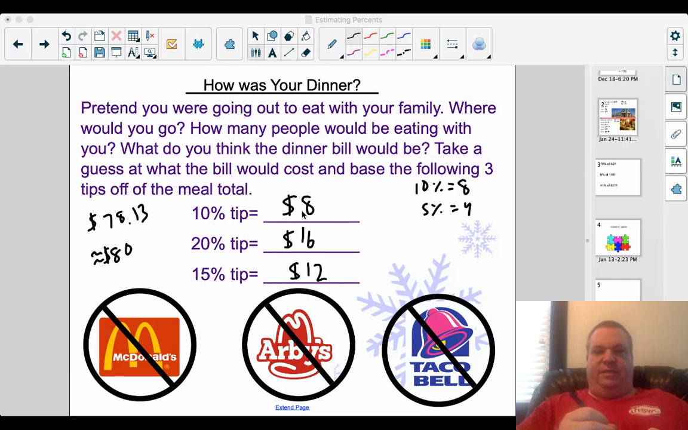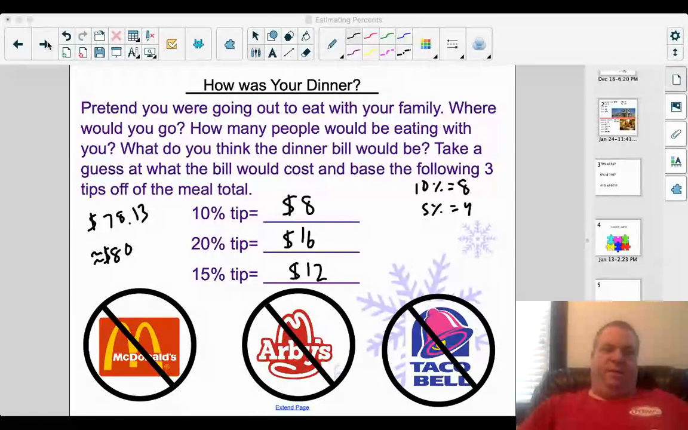So 10% tip would just be 8 bucks. A 20% tip is 8 plus another 8. It says 10% plus another 10%. That's 16. 15% tip is 10% plus 5%. So 8 plus 4 is $12 for that one.